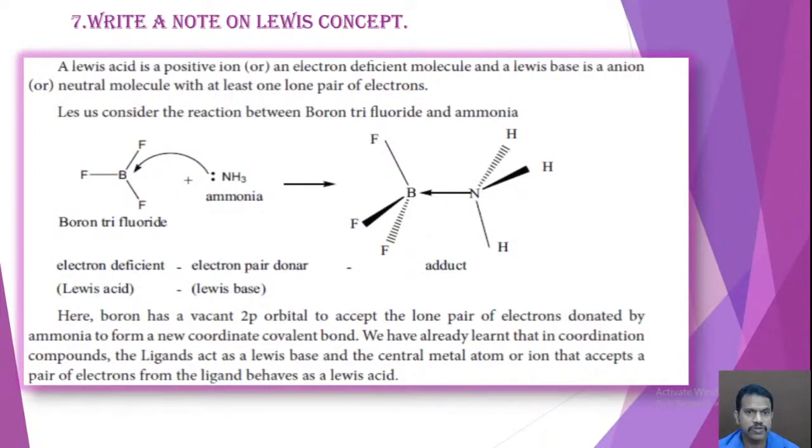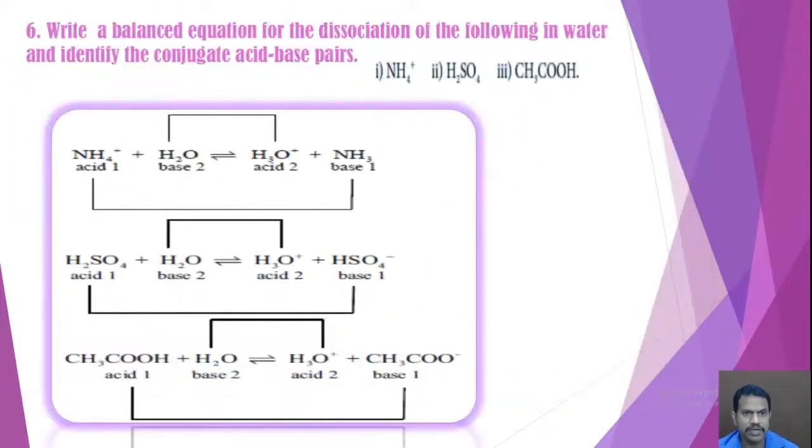Lewis concept. So before we see the Lewis concept, some examples. The conjugate acid base pair we will see. Suppose ammonium ion dissolves in water, hydronium ion and ammonia will form. So simply we can find it.